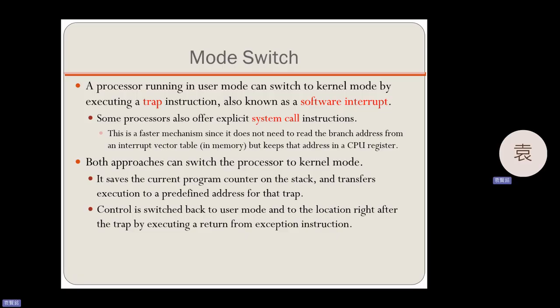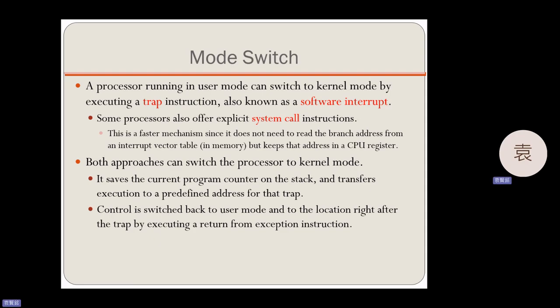Some processors may support explicit system call instructions instead of a trap instruction. They can have a whole set of system call instructions, so for every system call they know how to execute it.